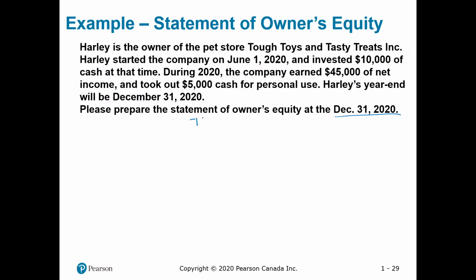First thing we will do is name this. I'm just going to be short and say T&T Inc. So Tough Toys and Tasty Treats Inc. We're creating the statement of owner's equity.